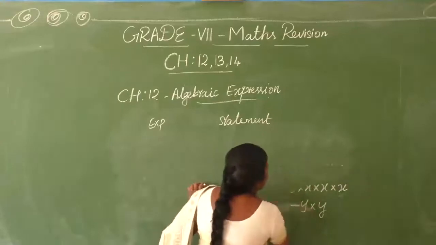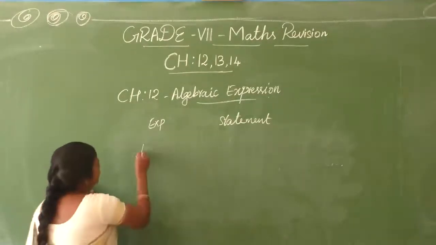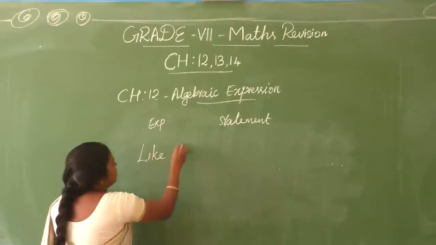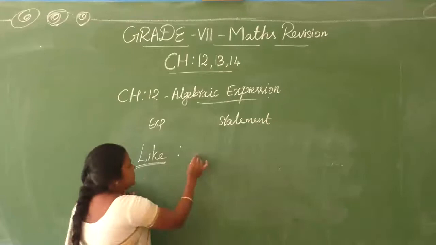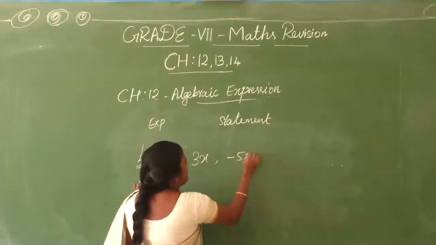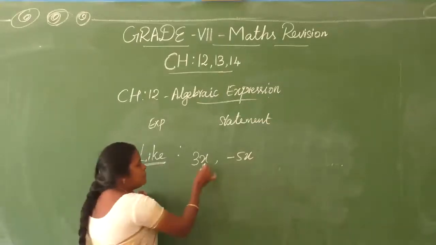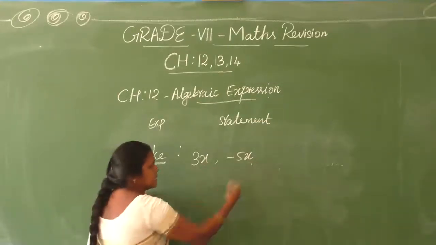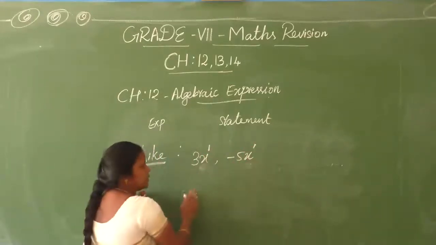After that, like terms, unlike terms. Actually what are like terms? Like terms, the terms which have the same variable with the same power are called like terms. What are those? Same variable x with the same powers are called like terms.